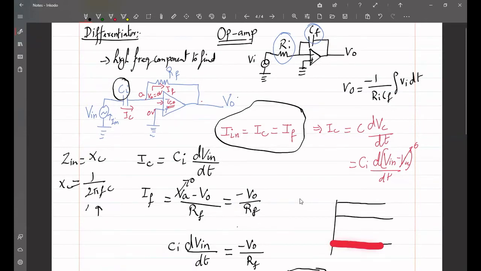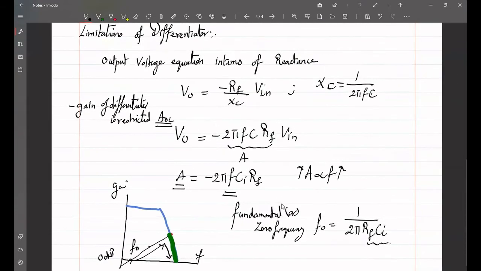As the frequency increases, the reactance value will reduce, and as the reactance value reduces, the input impedance will also reduce. With less input impedance, the gain of the system will act as the open loop gain, so during that time you will get only the saturated output voltage. To avoid this, we have to go for the practical differentiator circuit. One more thing to consider is that the input offset voltage in the differentiator will be 0.